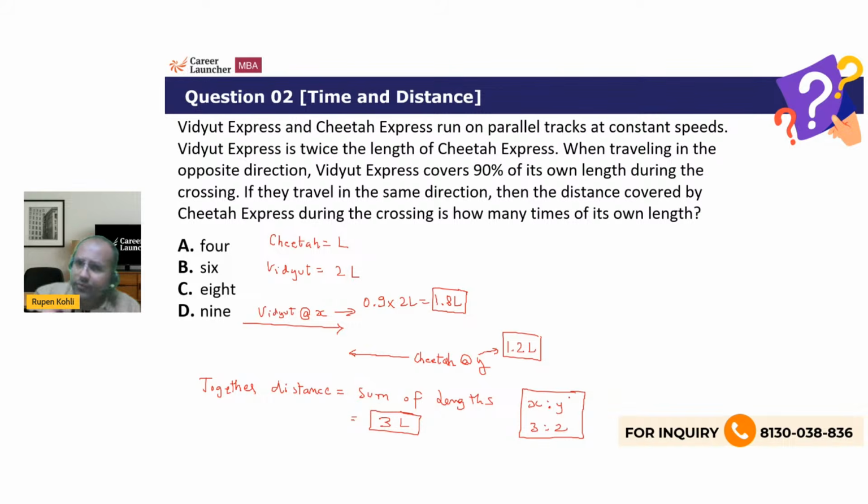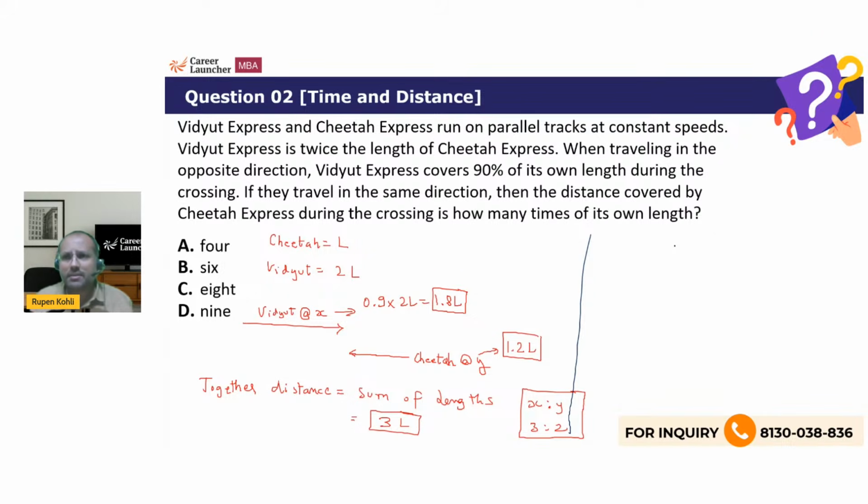Okay. Now, let's move to what we have to answer, right? The second phase of the problem. If they travel in the same direction, then the distance covered by Cheetah Express, which is the slower train, is how many times its own length? And its length we have taken as L. So now when they're running in the same direction, what will happen is, this time the faster train needs to cover a distance which is greater than the distance covered by the slower train, which is equal to the sum of the lengths of the two trains.